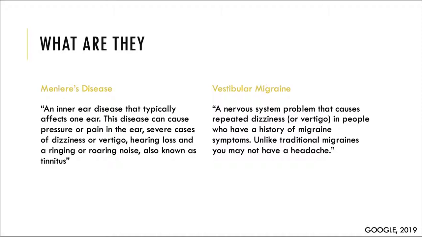When someone types vestibular migraine into the search engine, they are provided with this definition. Vestibular migraine is a nervous system problem that causes repeated dizziness or vertigo in people who have a history of migraine symptoms. Unlike traditional migraines, they may or may not have a headache along with the vestibular migraine. While both of these definitions are typically not wrong, there is a bit more to the story for both of these pathologies.